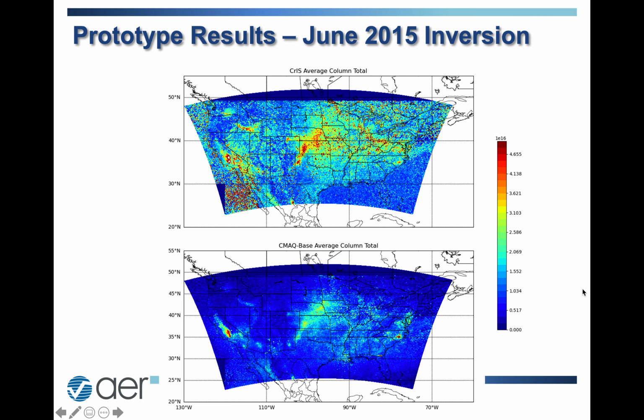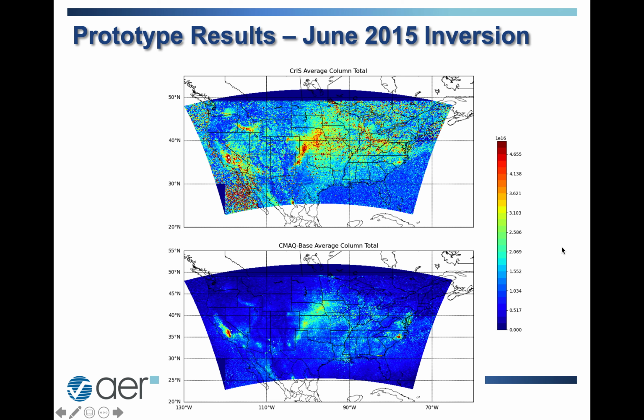So here are the first results from what that looked like from this new prototype. On the top is the CrIS average total column over all of June 2015, and then on the bottom is the accompanying CMAQ average column. So this is a CrIS simulation. Essentially this is what CrIS would have seen in the CMAQ atmosphere. And so as you can see, it's under predicting across the board essentially.